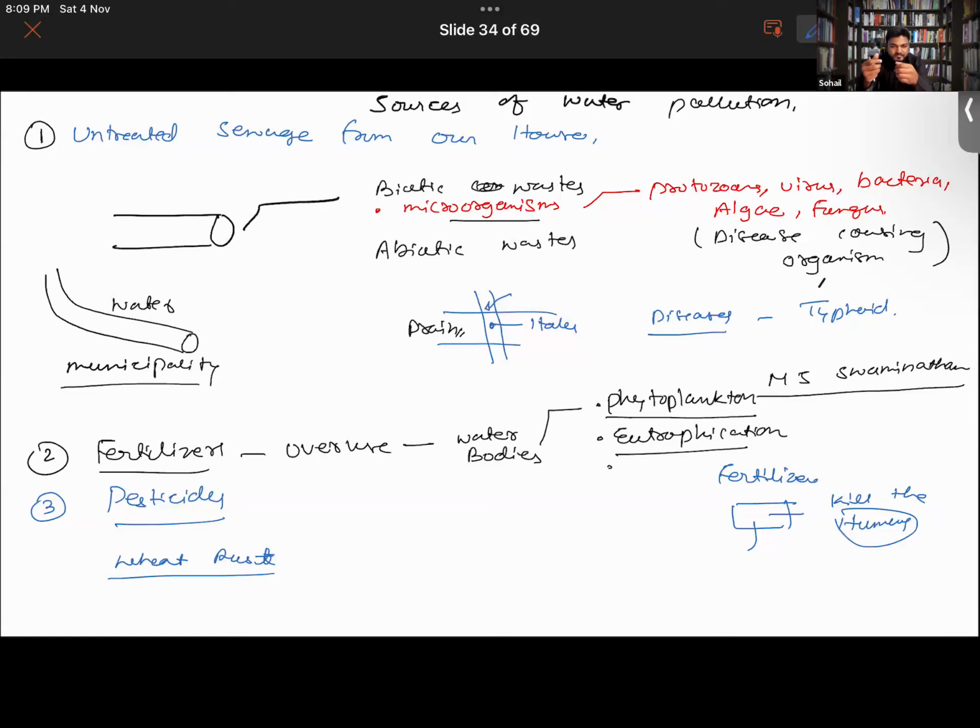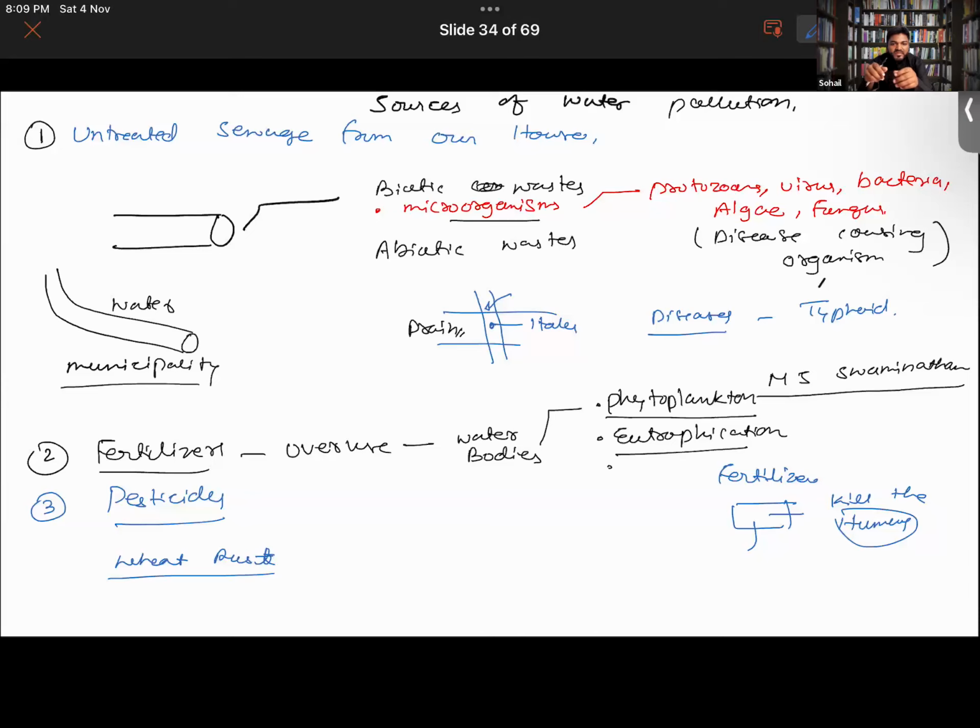Now this also impacts the aquatic life in the same manner. Getting it now? So some of these pesticides will dissolve in the rainwater and then run into rivers, lakes, and ponds, and thereby they will be polluting the water.